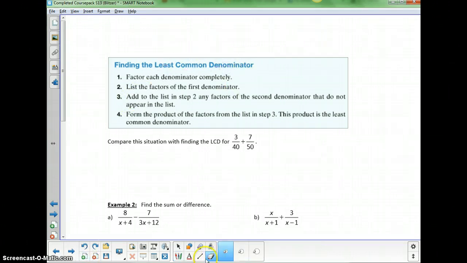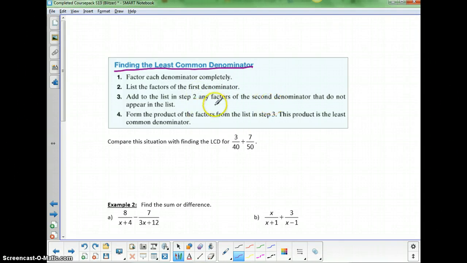Okay, so that's what we're going to look at doing. Now the process for finding the least common denominator is going to be to factor each denominator completely, then list the factors of the first denominator, and then add to it any factors that the second denominator has that didn't appear in the first list. Okay, the common denominator is going to be the product of all of those factors.